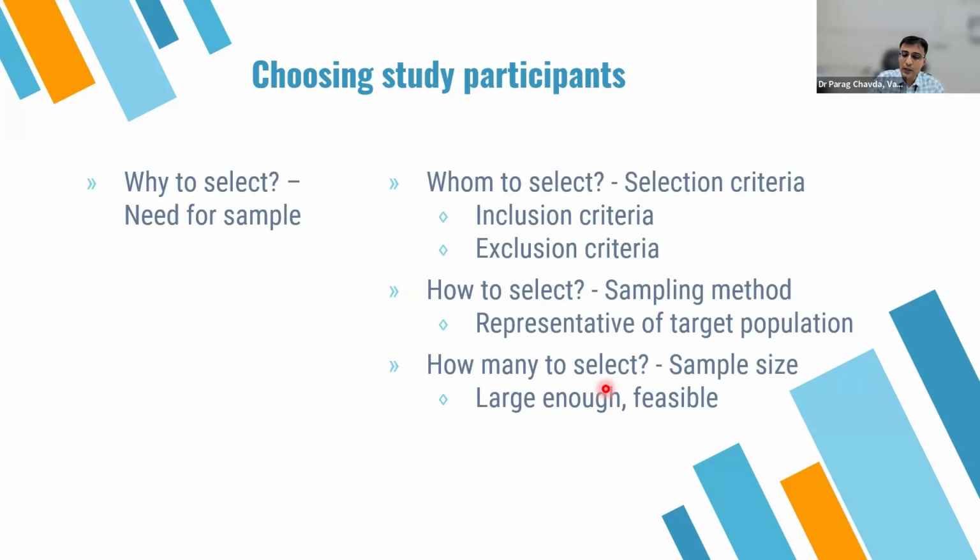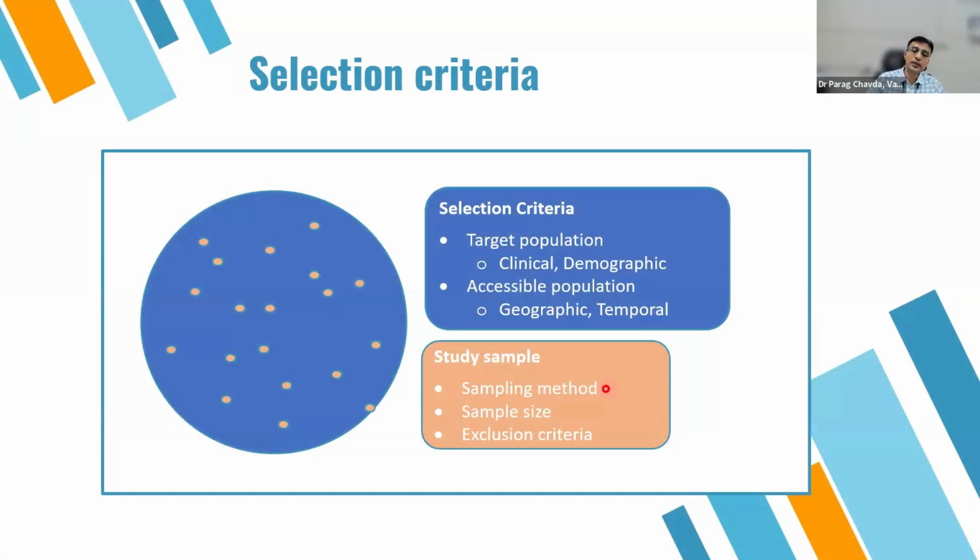So we go with the selection criteria. This is a conceptual diagram. Say, for example, what's blue is your accessible population, or let's say your target population. What's there in orange dots is your study sample, right?